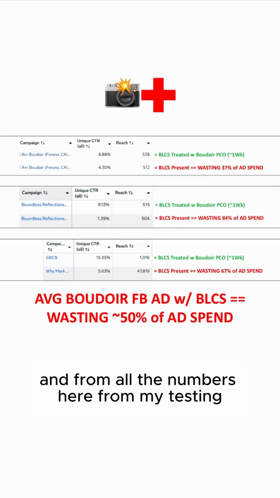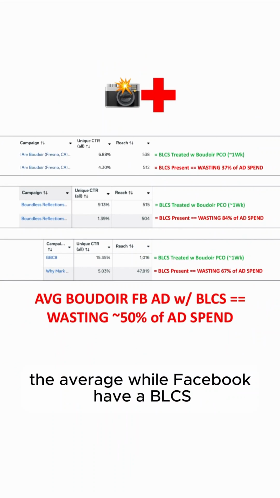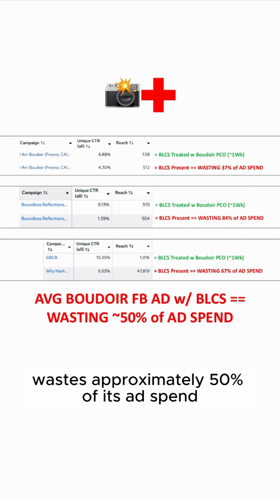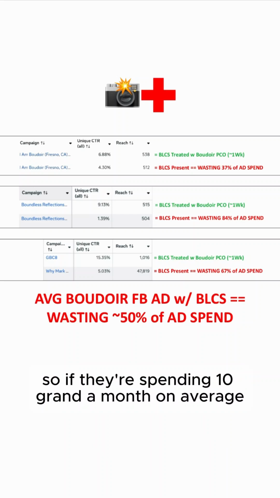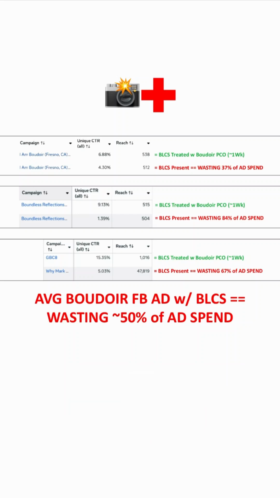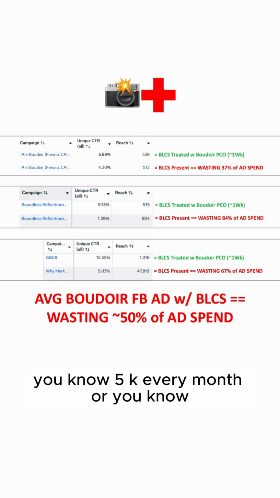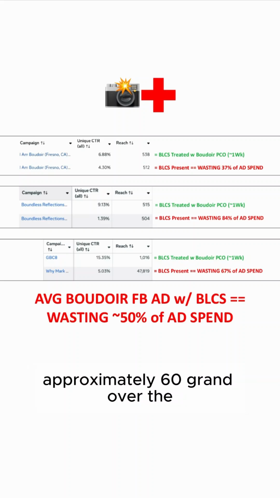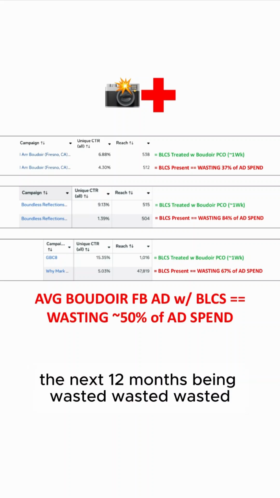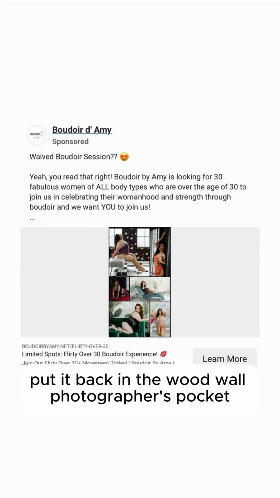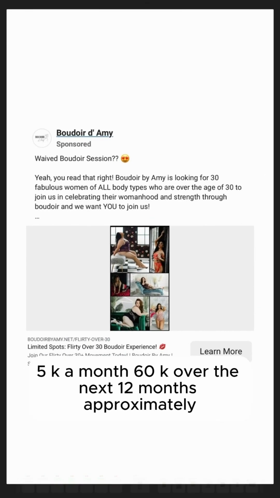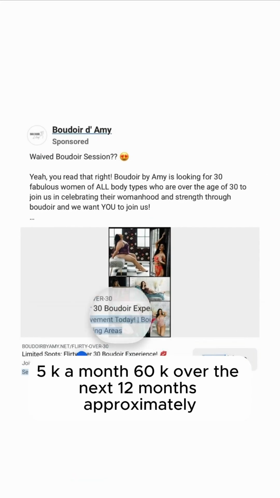And from all the numbers from my testing, the average Boudoir Facebook ad with BLCS wastes approximately 50% of its ad spend, literally half going down the drain. So if they're spending 10 grand a month, on average, that's 5K every month, or approximately 60 grand over the next 12 months being wasted. And I put it back in the Boudoir photographer's pocket, 5K a month, 60K over the next 12 months approximately.